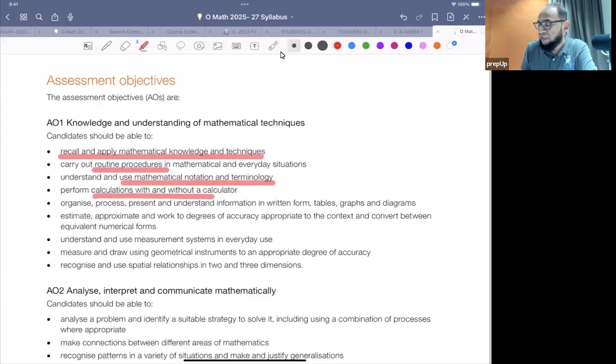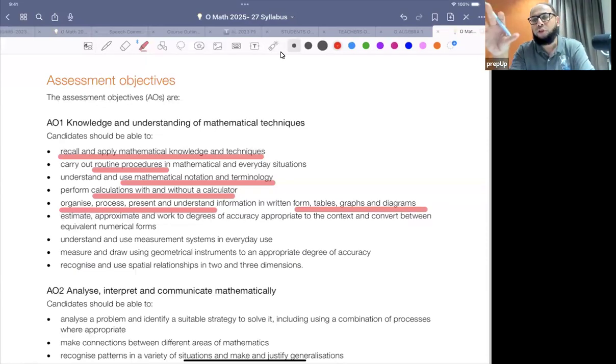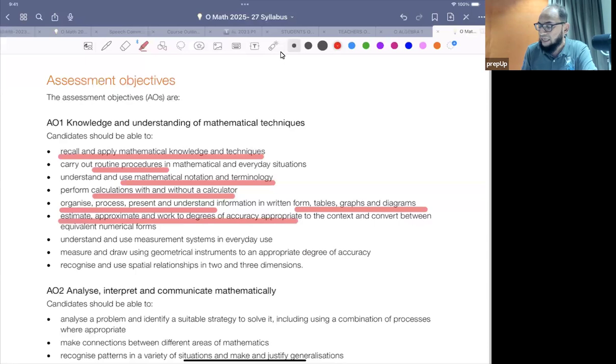Perform calculations with and without a calculator, organize, process, present, understand information in written form, tables, graphs, and diagrams. So that is the whole objective. You should understand a question. The question is in English. Understand, translate into math, devise the process, step 1, step 2, step 3, step 4, and then work it out. Estimate, approximate, and work to the degree of accuracy appropriate to the context and convert between equivalent numerical forms.